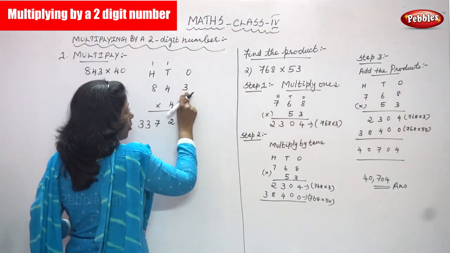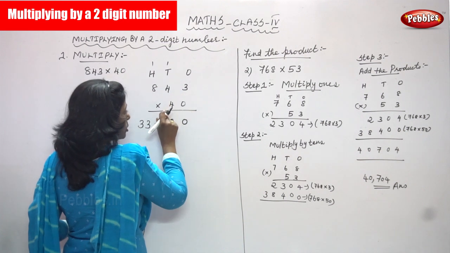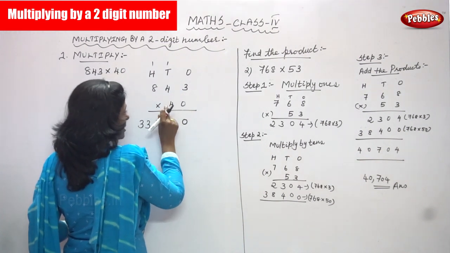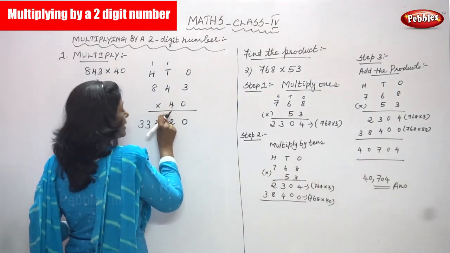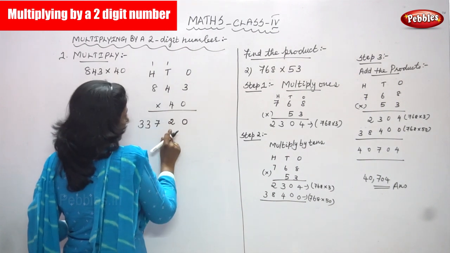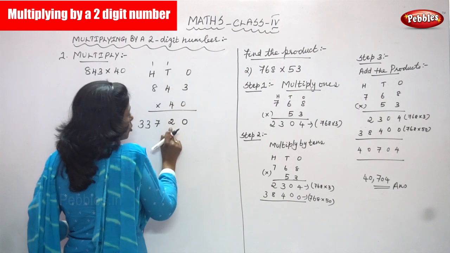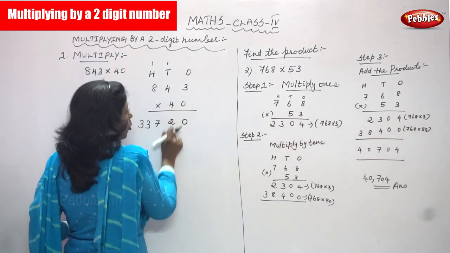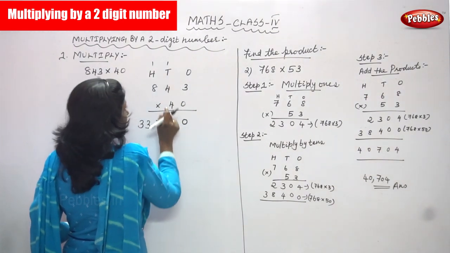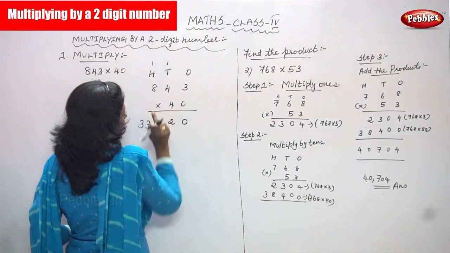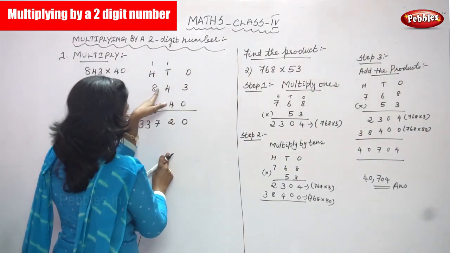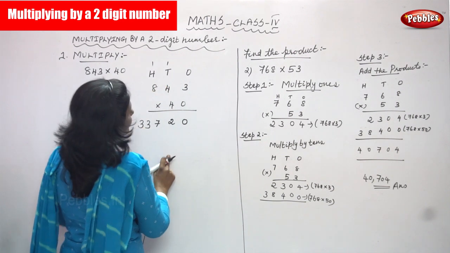So 3 is a ones place value. So I am going to multiply by the tens place value. The tens place value is 4. 4 into 3, 12. The 2 you have to write only in the tens place. Then the remaining carryover goes to the tens place.